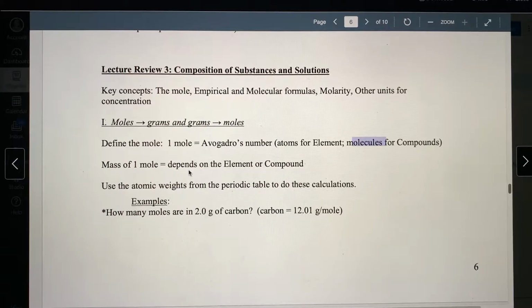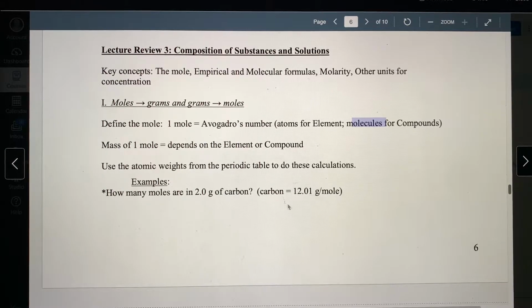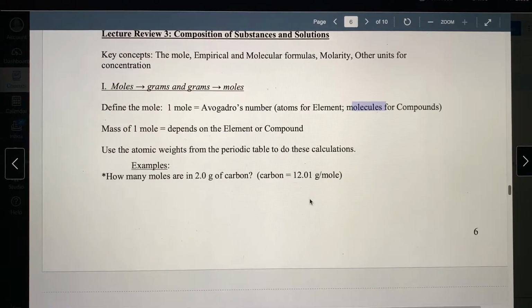Now, the mass of 1 mole depends on the element or the compound. When you look up the periodic table, you will see the weighted average atomic mass. For example, carbon is 12.01. So if you want to convert 2 grams of carbon to moles, you simply take the mass and divide it by the atomic mass, and you get the moles. If you do the calculation, 2.0 divided by 12.01, you should get 0.17 or so. So give it a try.